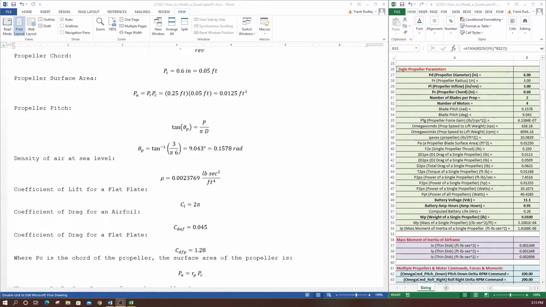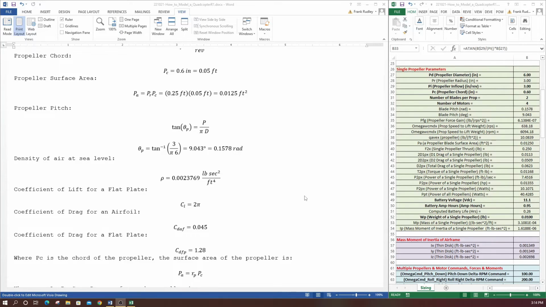I have a little section here I call single propeller parameters. These are the parameters of a single propeller. Although we have 4 propellers, this would be the case if all 4 propellers were the same in a hover. It's trying to compute what RPM we need to be able to lift just the weight of the quadcopter.